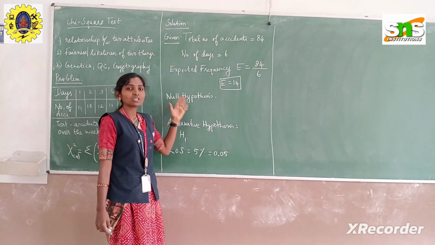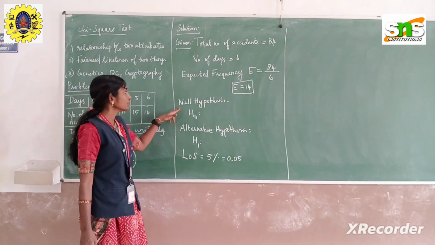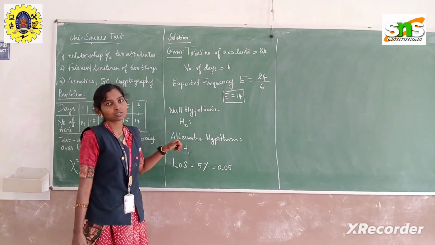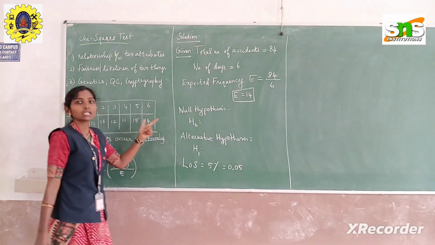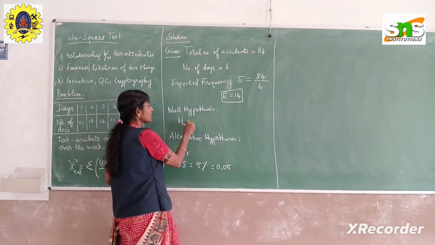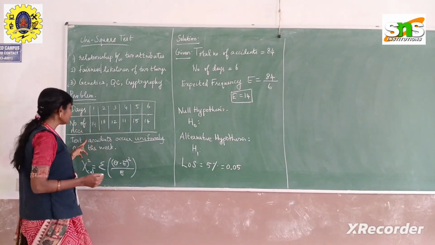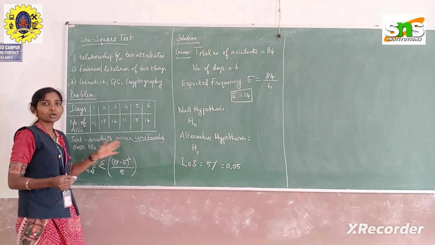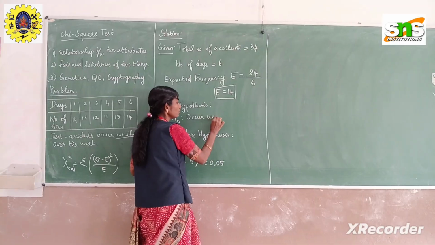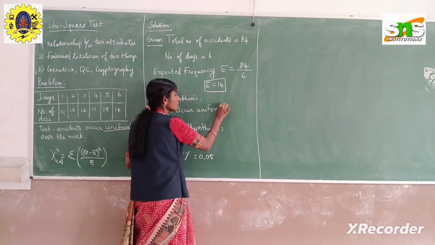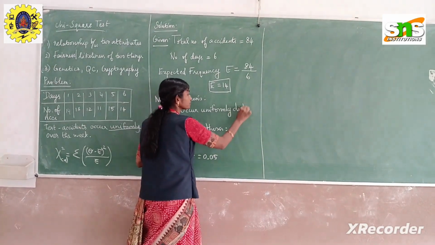Next, we are moving on to the testing here. The first step is framing the null hypothesis. What is our null hypothesis? What we are asked in the question will be the null hypothesis. So it is represented by H0. What we are asked in the question, the accidents occur uniformly over the week. So occurrence of the accidents uniformly over the week is your null hypothesis.